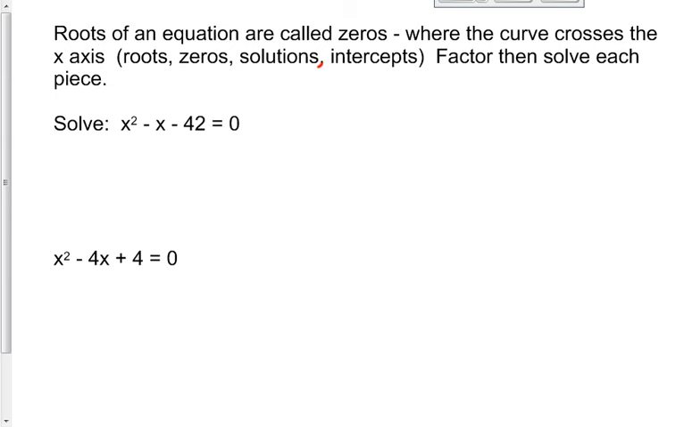How do we find these solutions? We factor the equation first, and then we solve each piece by setting it equal to 0. When you do that, that is called the zero product property.